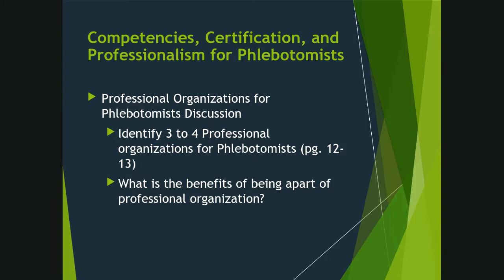Okay, on pages 12 and 13, you want to identify 3 to 4 professional organizations for phlebotomists. What is the benefit of being a part of a professional organization? A benefit is a lot of organizations provide some type of continuing education, which allows us to stay up to date and current in the field. It allows us to obtain educational information to share with others. The other benefit is that a lot of these have some type of national test, which then shows that you met a certain level of criteria that might put you as a better candidate for a placement than some as well.